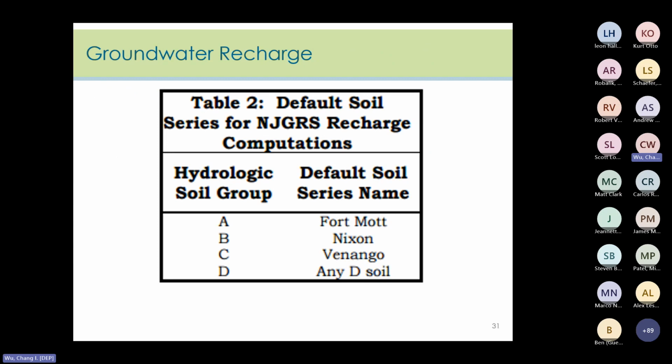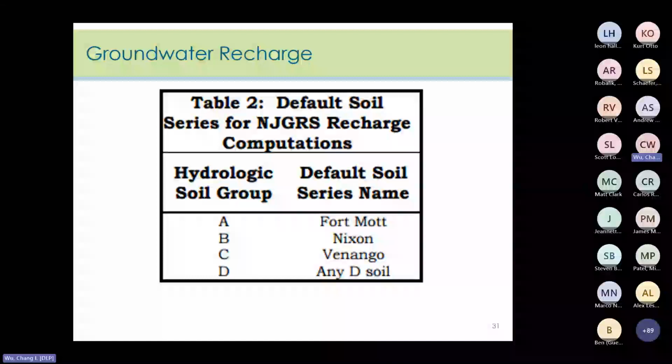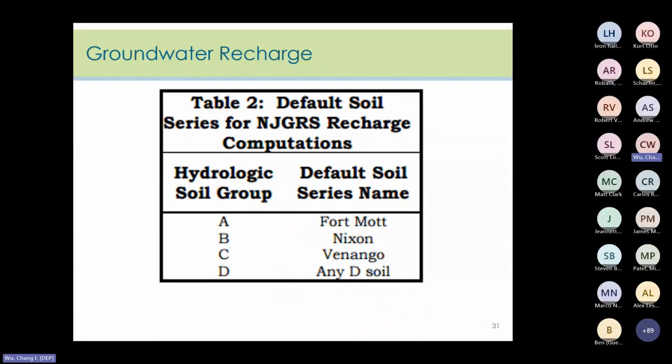So here is the default soil series for you to input on the first page of the groundwater recharge spreadsheets. If you don't have the soil series name from the soil report or from the field soil survey, then you can use the default here.